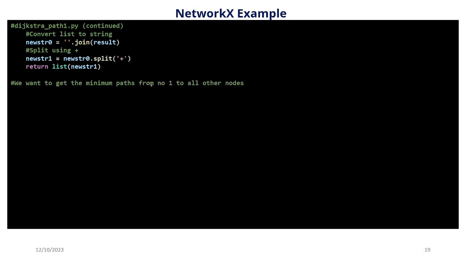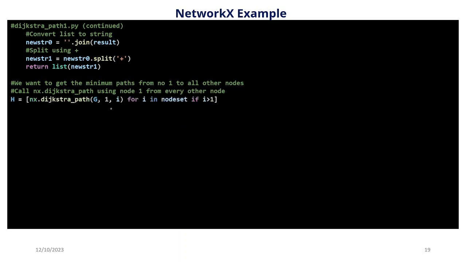So we want to get the minimum path, or the shortest distance, from node 1 to other nodes. Now we are going to call the nx.dijkstra's path using node 1 from every other node. So if you want to call the Dijkstra's path, you just say nx.dijkstra and then you state the node that you want and you state the other node.